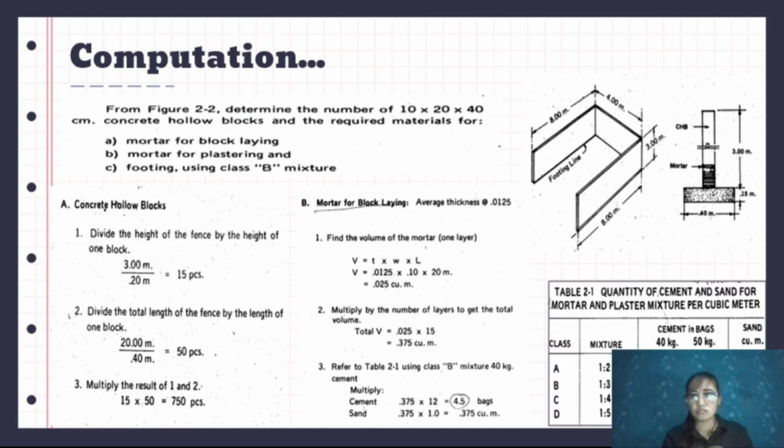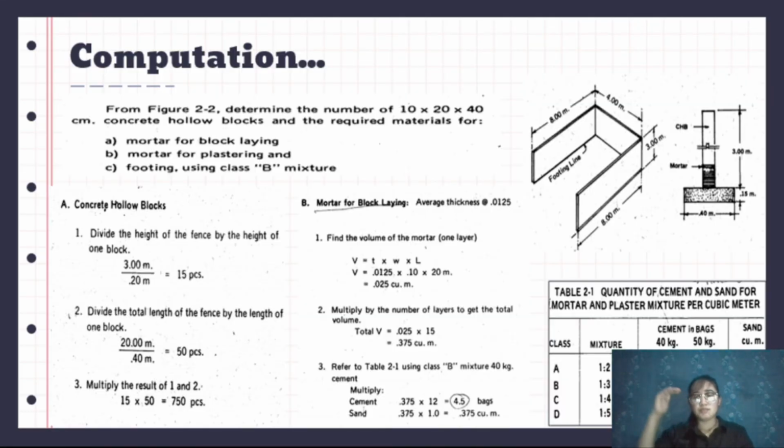So first, we will need the required hollow blocks, given the dimension of the fence and the CHB footing. First, divide the height of the fence by the height of one block. Since the height of our fence is 3 meters, we'll just divide it by 0.20, from the 20 cm width of the given hollow block converted to meters, so 0.20, which gives us the value of 15 pieces.